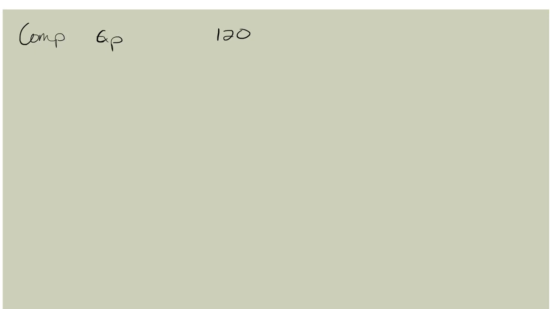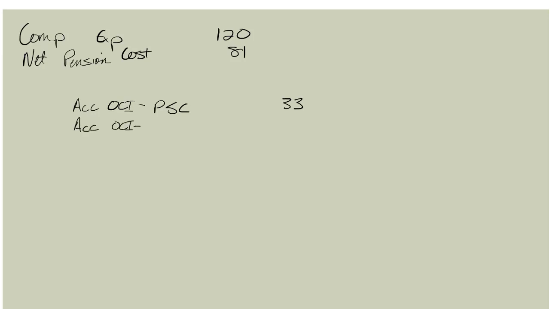The rest of the 201 goes into net pension cost, and that was 81. And then we had accumulated OCI prior service cost, and that had a credit of 33. And then we had our accumulated OCI actuarial gain and loss. That was a credit of 50. And we had a credit to cash of 150.